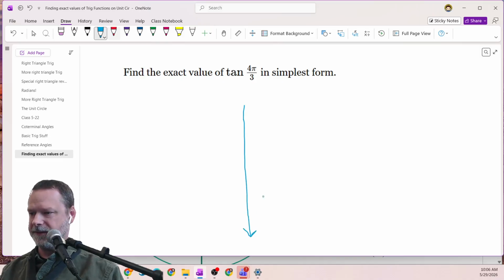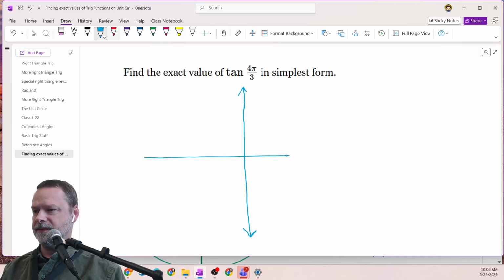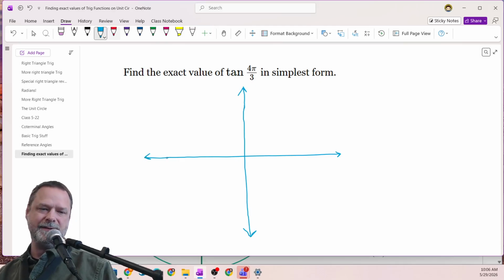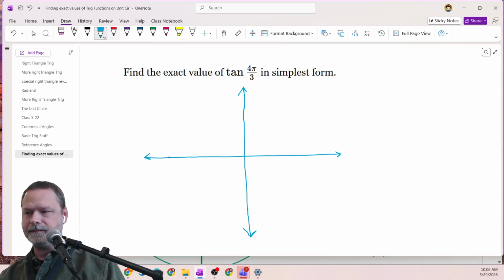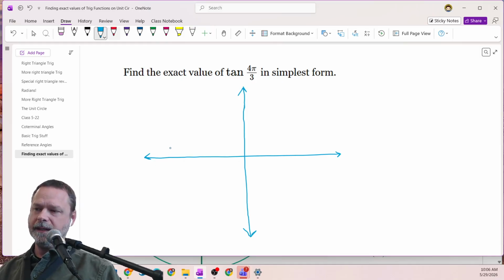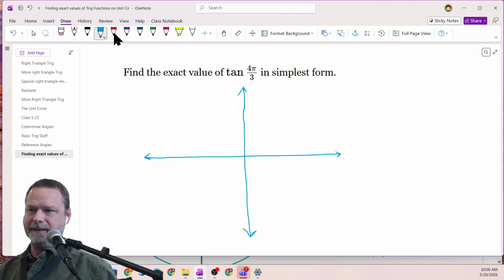So first things first, let's draw an XY axis. And I've said it before, I am kind of against the unit circle. It doesn't have to be on a unit circle. It could be on a circle of radius 2 also. It could be on the circle of radius root 2. Why am I using those? You'll see. Okay, so I'm against memorizing as much as possible.